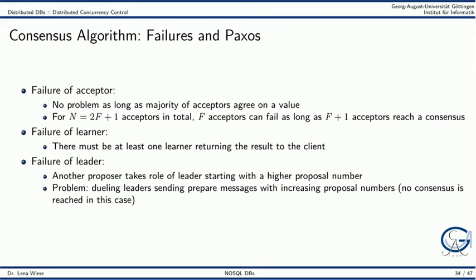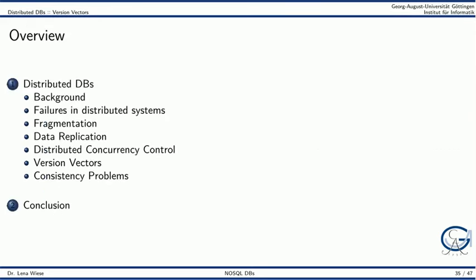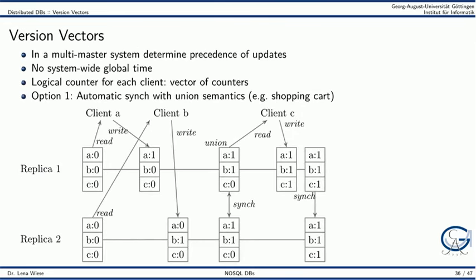We now come to the topic of version vectors. In a multi-master system, the precedence and ordering of updates has to be determined without having a system-wide global time. A vector clock is a vector of counters, and there is a logical counter for each client. In the picture you see 3 clients, A, B and C, that write to the same data item. After each write operation, the counter of the client is increased.